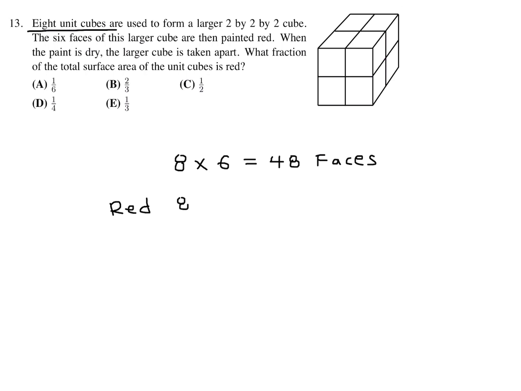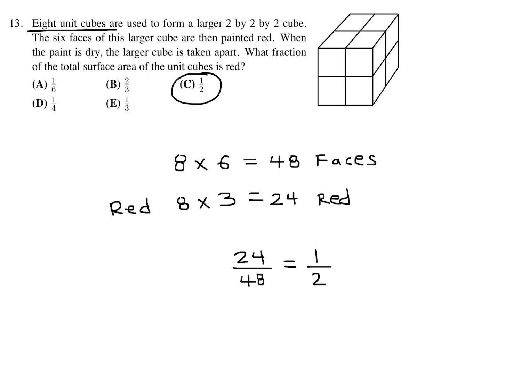So we got 8 unit cubes. Each one will have 3 sides that are painted red, and therefore a total of 24 will be red. And they want the fraction, so that's 24 over 48, which is, in lowest terms, 1/2. So number 13, the answer is C.